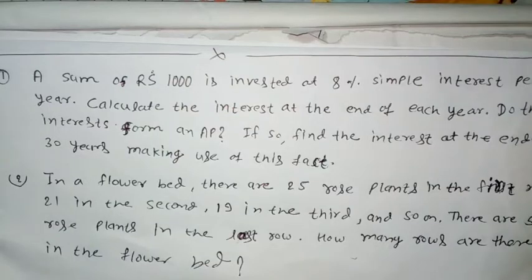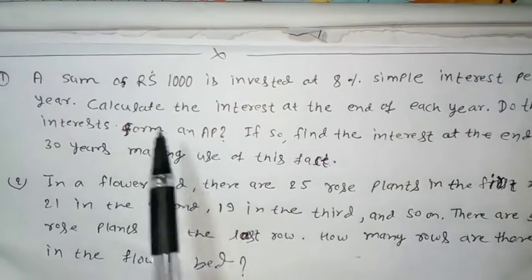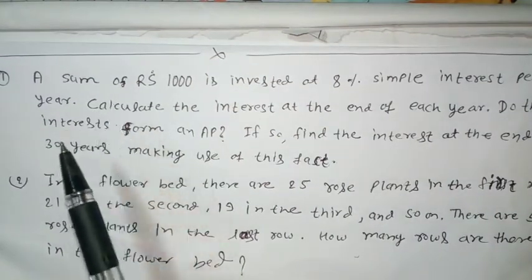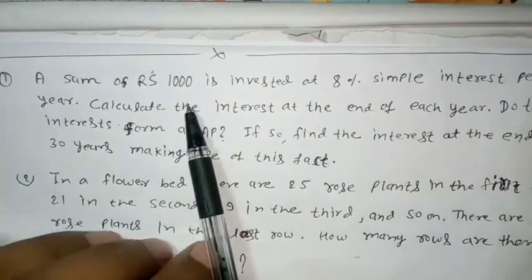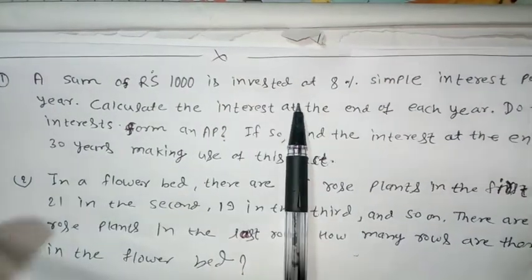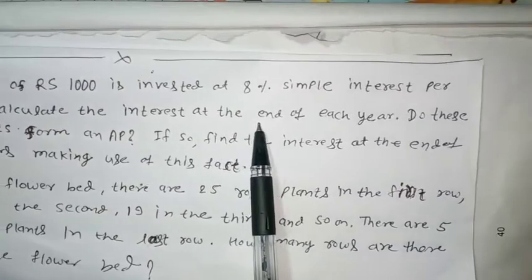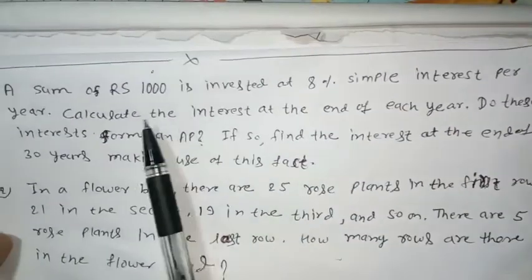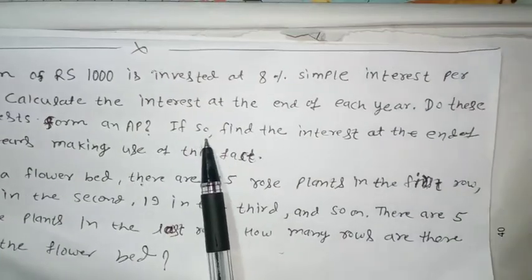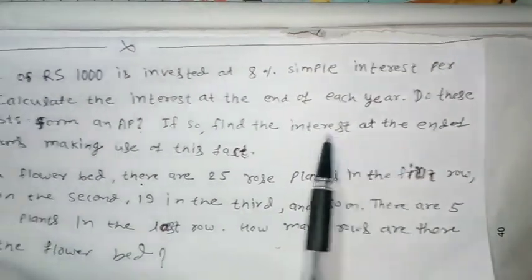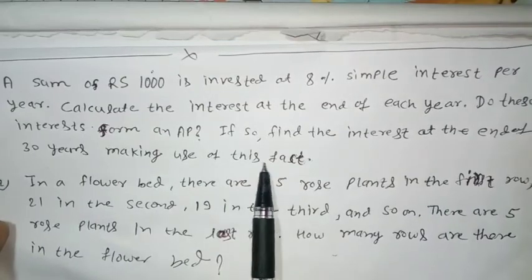Today I am going to solve the next question of this lesson, but first let me solve the question that I gave you for practice. First question of practice: a sum of rupees 1000 is invested at 8% simple interest rate per year. Calculate the interest at the end of each year. Do these interests form an AP? If so, find the interest at the end of 30 years making use of this fact.